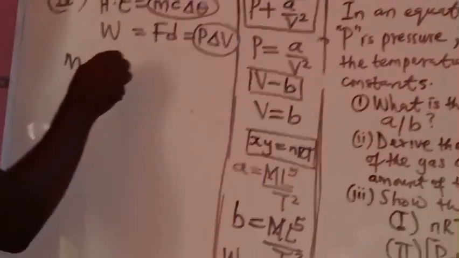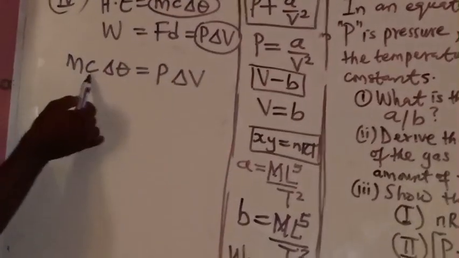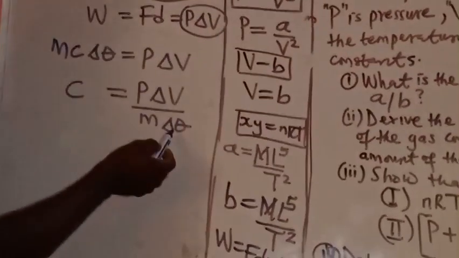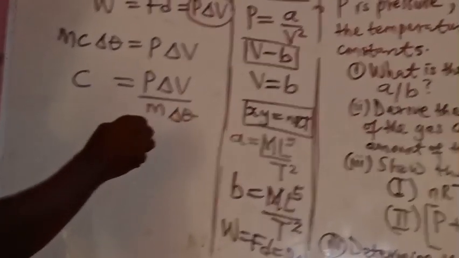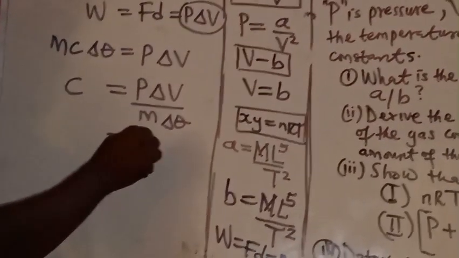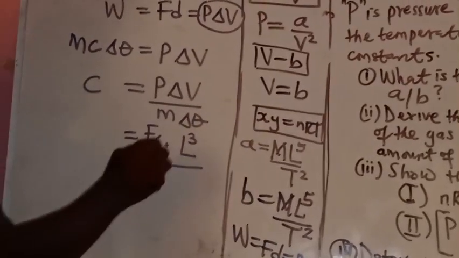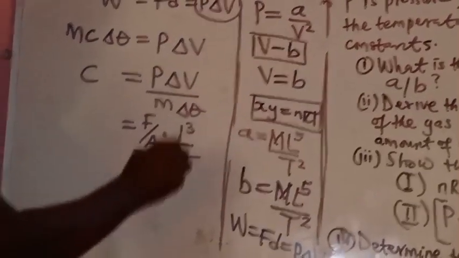So it means that I will now say MC delta theta equals P delta V. You see that? I'm looking for C. I will make C the subject of the formula. Then it will be pressure times change in volume over M times change in temperature. Now, pressure is force over area. Volume is L cubed. Let me just write it there. Change in volume divided by mass, the dimension for mass is M. Then temperature is theta.